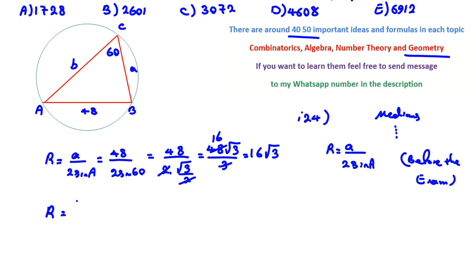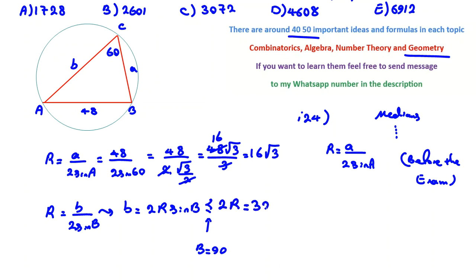Again, we can say R equals B over 2 sine B. So B equals 2R sine B. And we know sine B is at most 1. If B is 90, then sine B is 1, and we have equality because we want to find the maximum. So it will be 2R. So the equation is possible. Equality holds when B is 90 degrees. So it will be 2 times 16 root 3, 32 root 3.